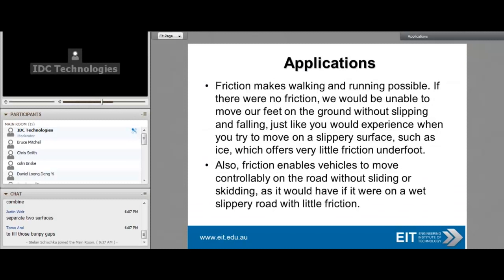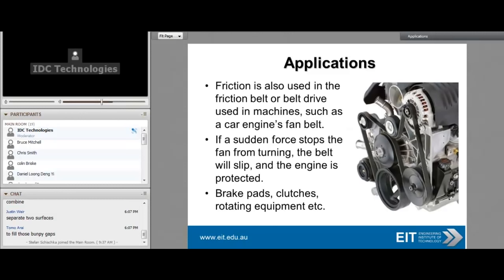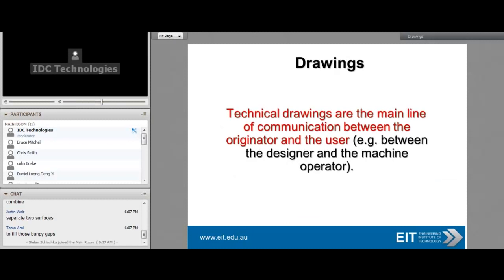So, as I said, engineers always have this dilemma. Some want friction, others don't want friction. And friction's pretty useful if you're walking or you're running. Also, if you're driving, it happens to be very useful if you want to stop your car in a hurry. If we didn't have friction, you'd be in big trouble. As this sketch shows here, we have a belt transmitting drive from the engine to various components, the alternator, the air conditioner, the fuel pump, etc., and that relies on friction. So in this case, friction is good.